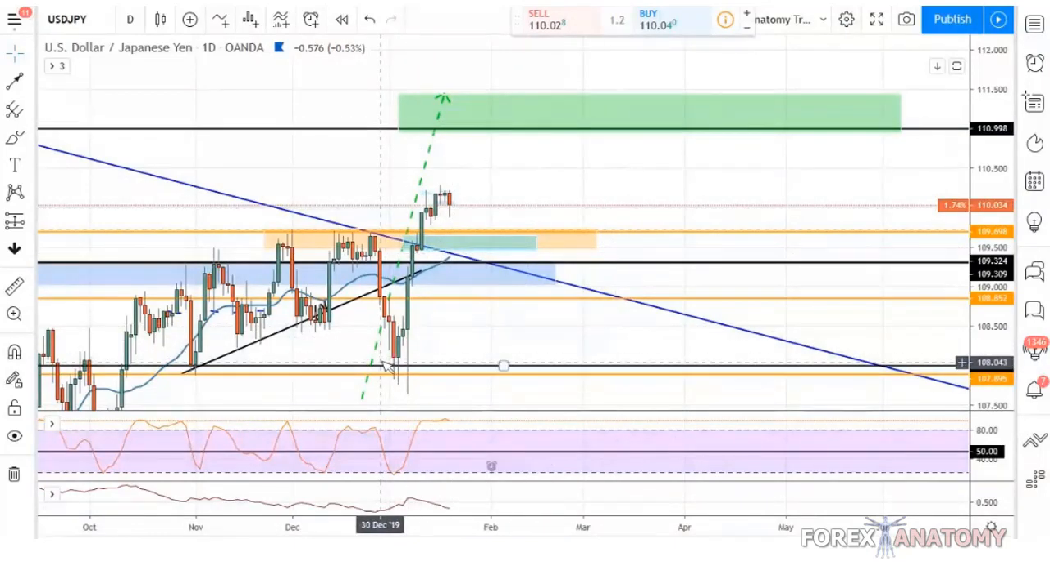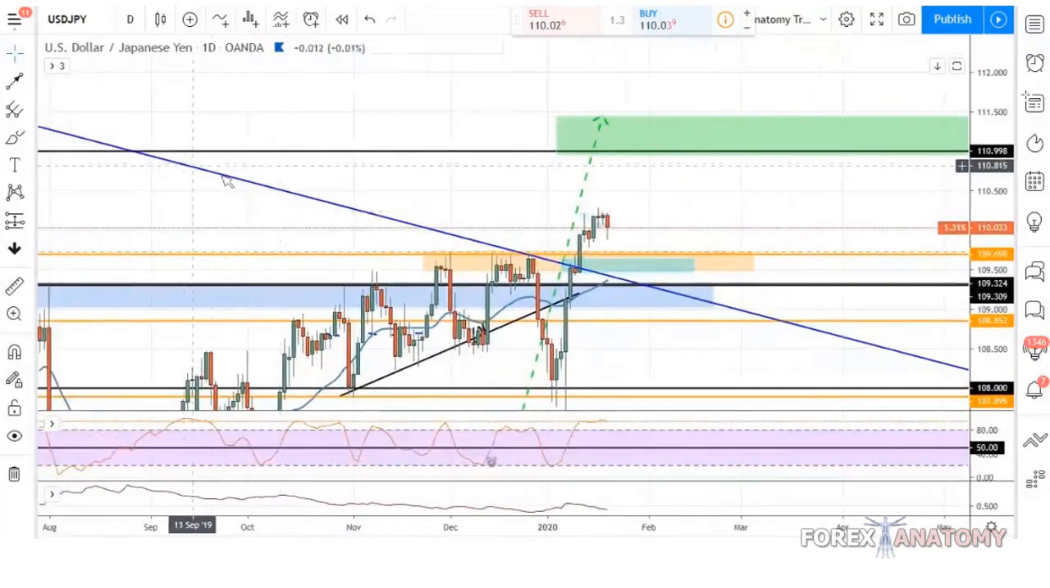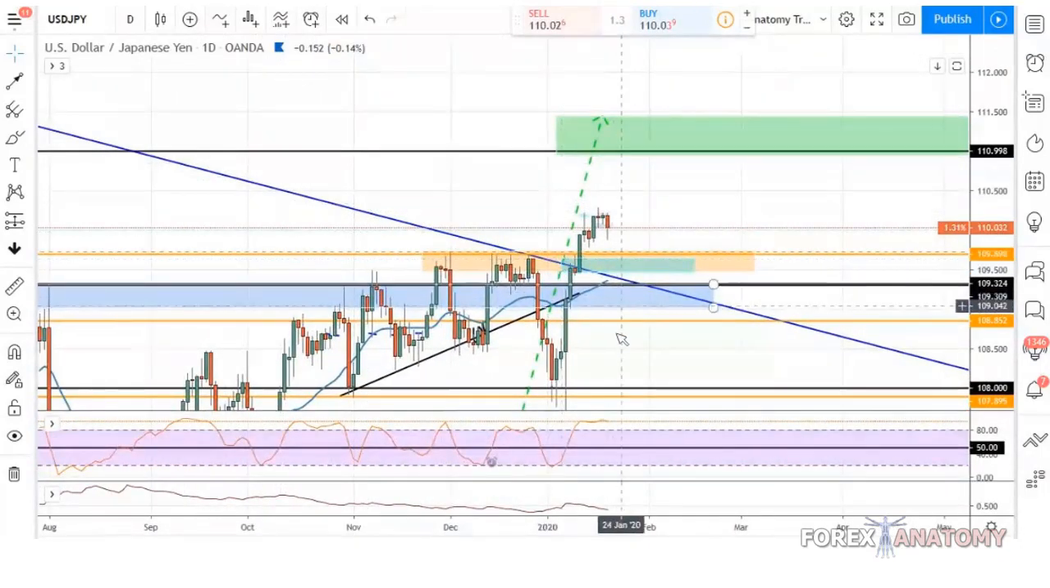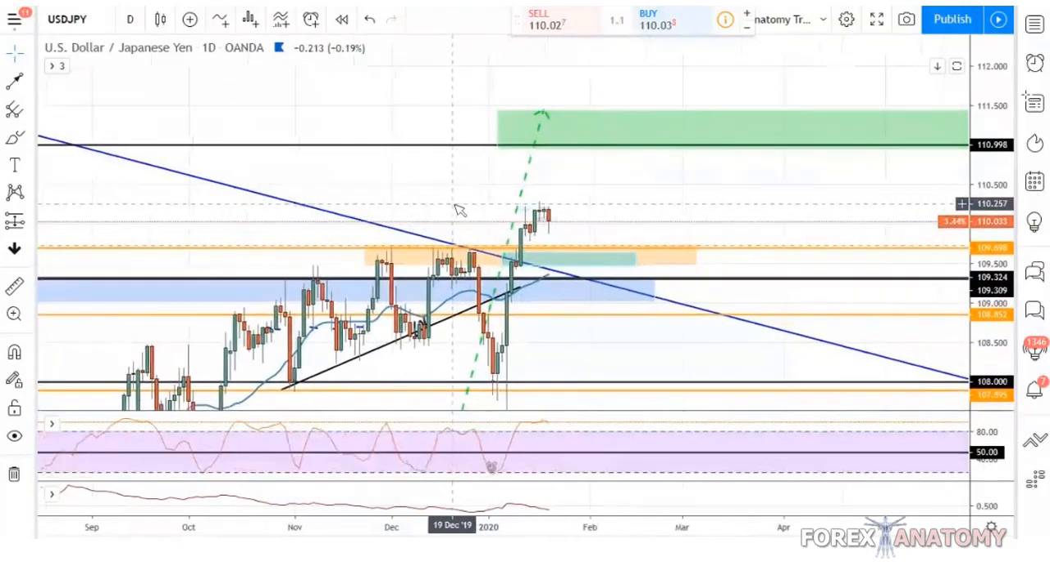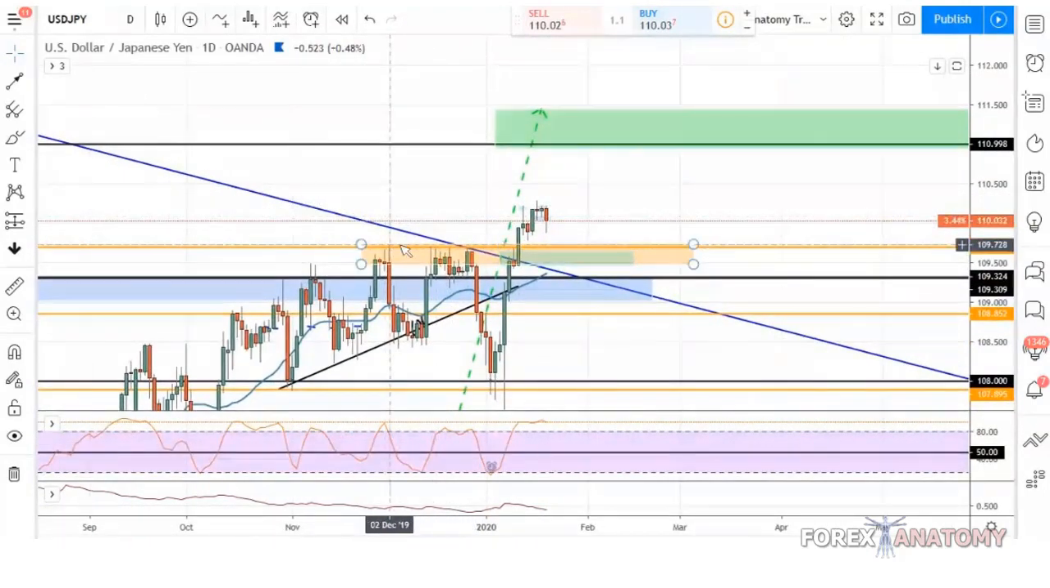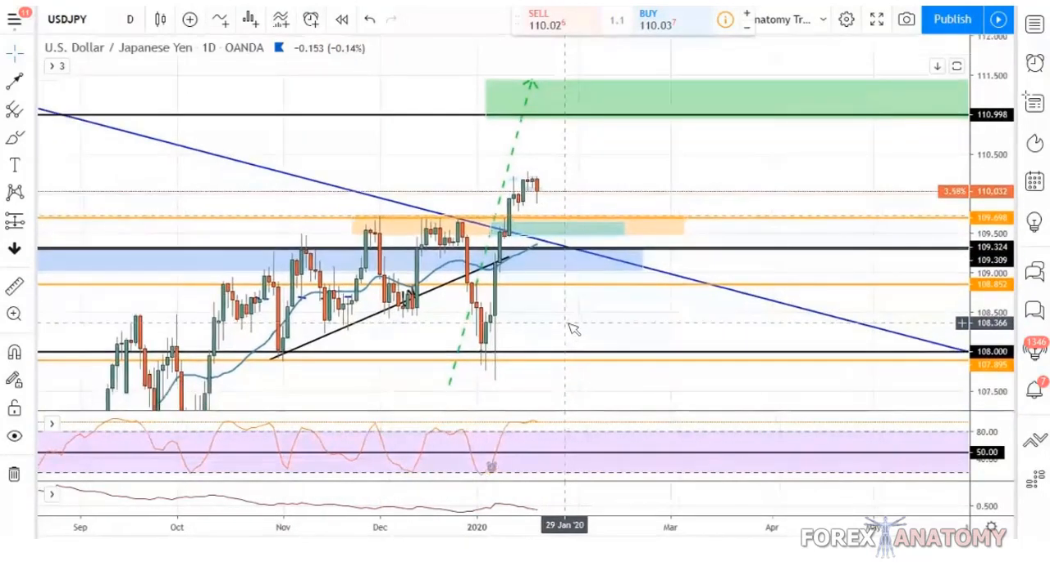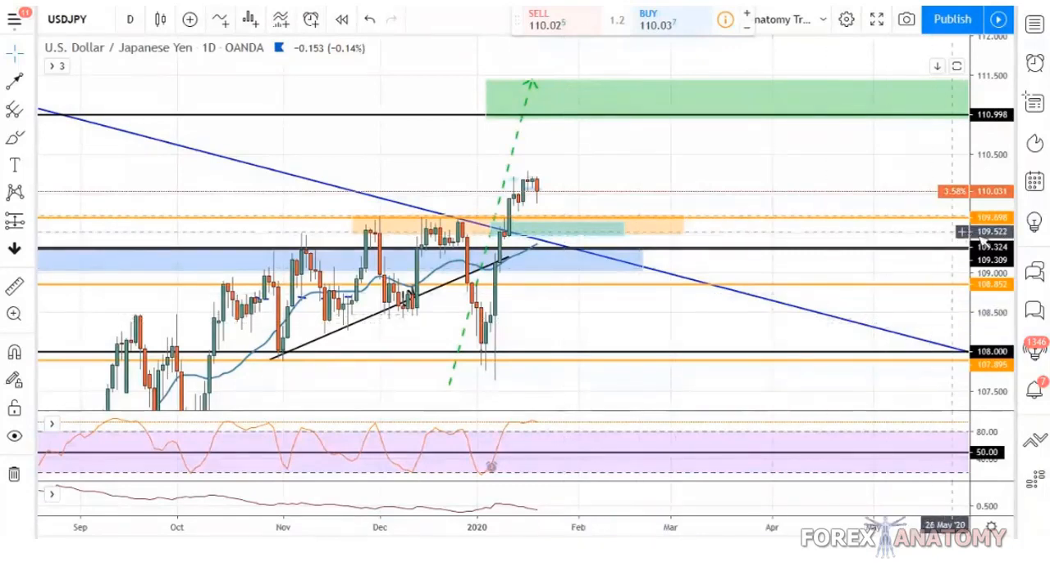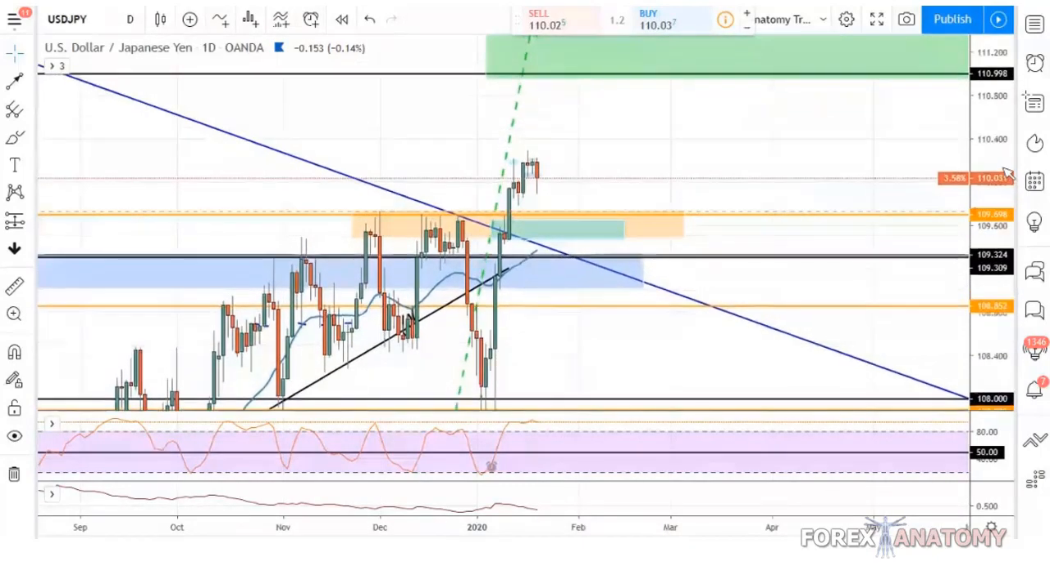You can see that we had a break of this long-term weekly descending trendline resistance. Price broke to the upside, and it actually broke and created a higher high as well on the daily. So then, when we saw that, we knew that our bias should be bullish on this pair for the long term. But it doesn't mean that we can't exploit selling opportunities or corrections.